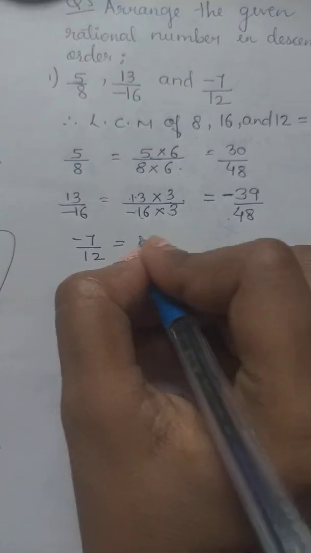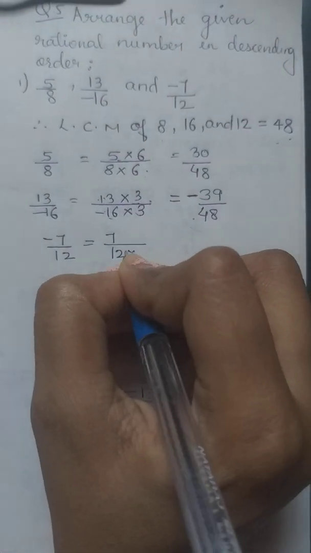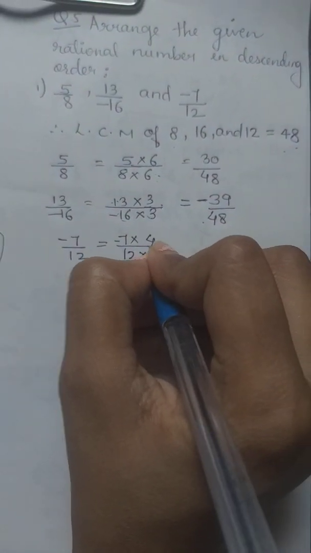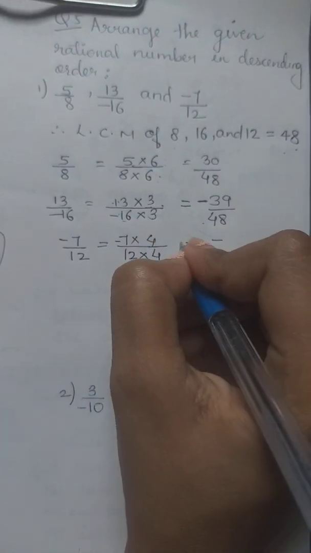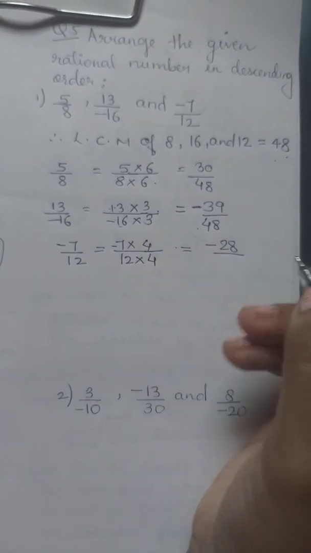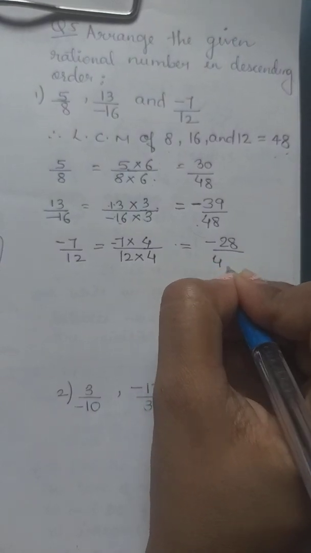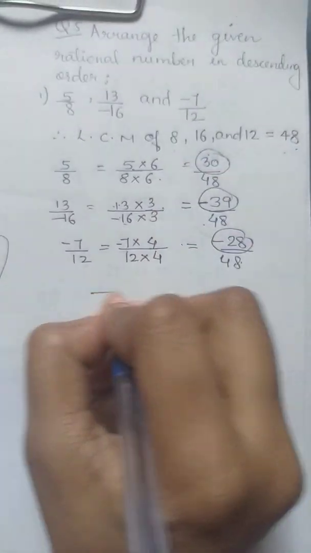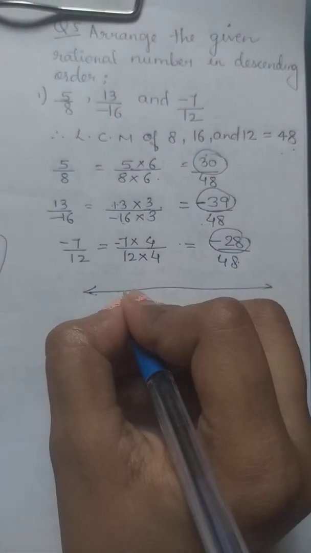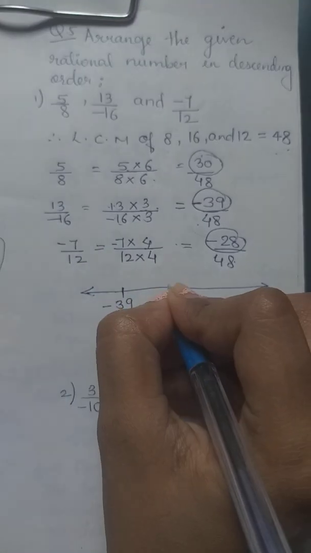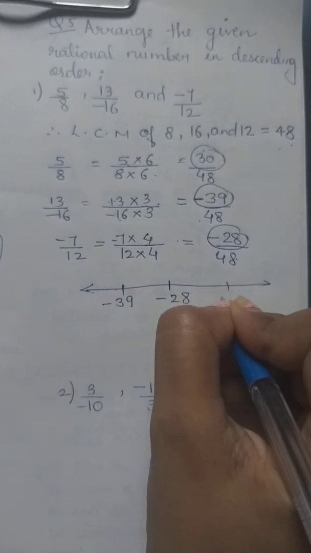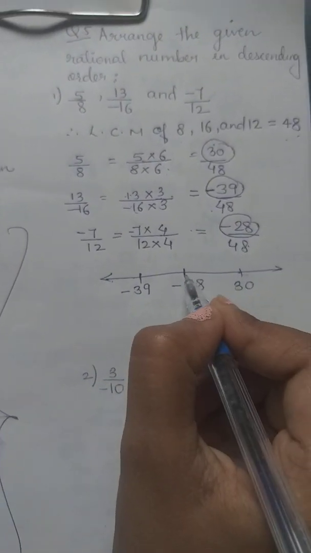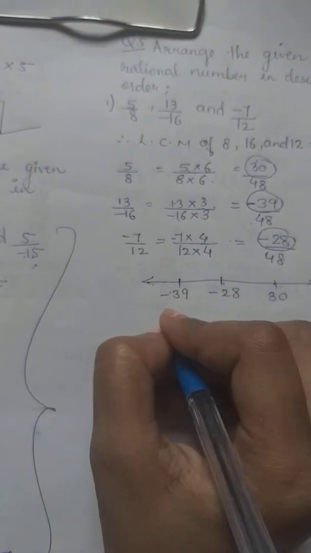Whenever there is a minus sign in the denominator, write it in the numerator and convert into standard form. Now the next one, what should I multiply by 12 to get 48? I'll multiply by 4, 12 4s are 48. And 7 4s are 28. So minus 28 by 48. Now check the numerators. Okay, for your understanding, I'll write like this. Minus 39 will come first, then minus 28, then positive 30. So this is in ascending order. We'll write 30, 28 and then 39. So write like this.